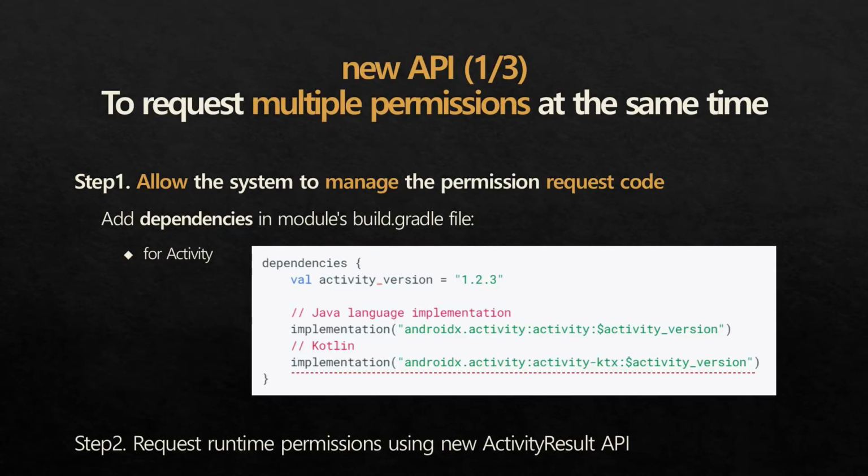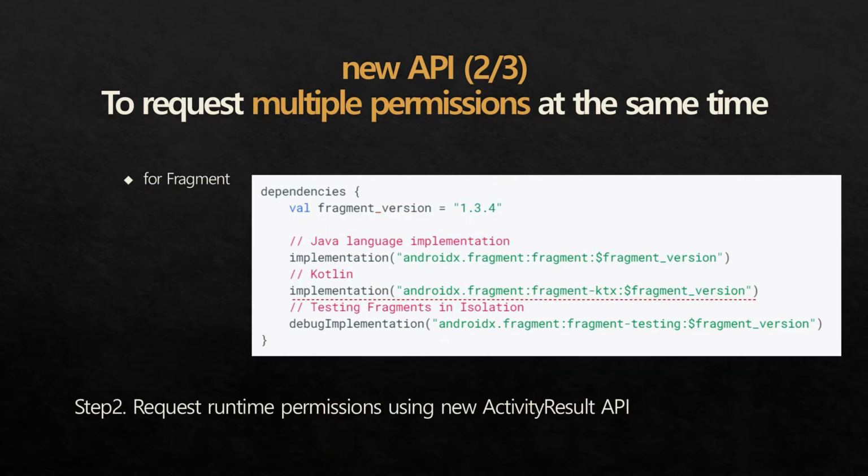Now, let's take a look at the usage of the new API. Step 1. Preparation. Allow the system to manage the permission request code. To do this, add dependencies in the module's build.gradle file. For your activity, declare dependencies like this. For your fragment, declare dependencies like this.